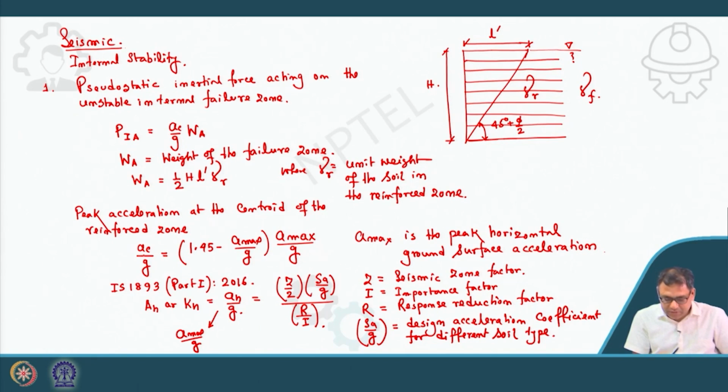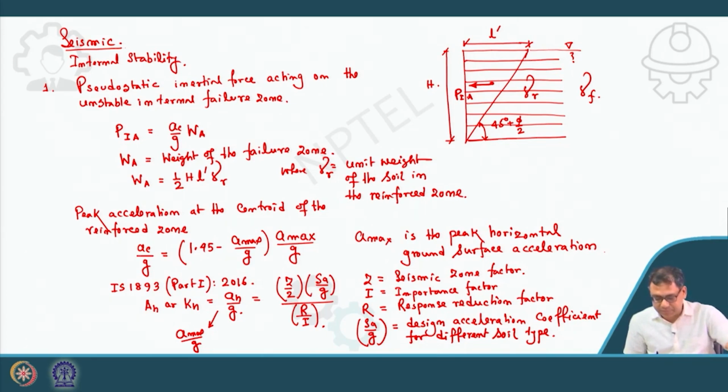So, that is the way we can calculate this pseudostatic inertial force. That is acting on the unstable internal failure zone. So, that means this zone. It is acting here in this direction, say. Okay. So, that is your PIA. That is only the reinforced failure zone. Next, I will go for this. Okay.